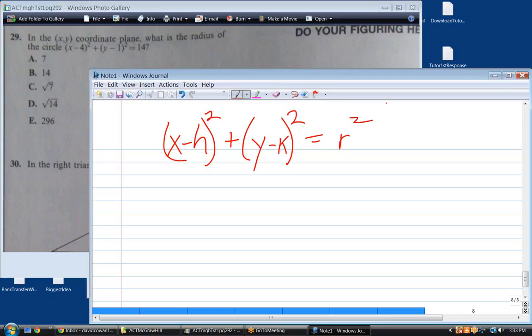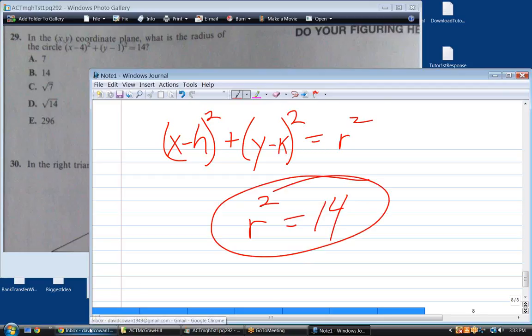So if the radius squared is 14, what's the radius? 7? How do I solve that equation? Well, we just did a problem like this. How do I solve this? Oh, you square root it. Okay. So what's the answer? Square root 7? Square root 14.